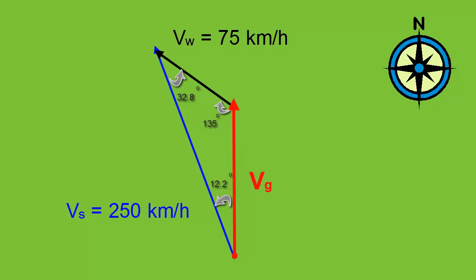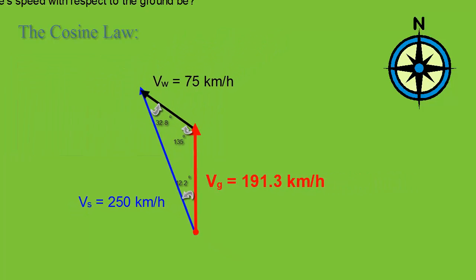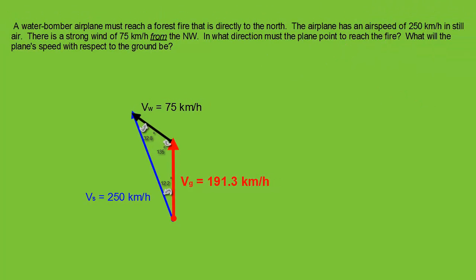Finally, we can switch to the cosine law to determine the magnitude of the velocity with respect to the ground, since we know an angle in between two sides. And you can see when we work it out, we get 191.3 kilometers an hour for our overall velocity with respect to the ground, as we see from below.